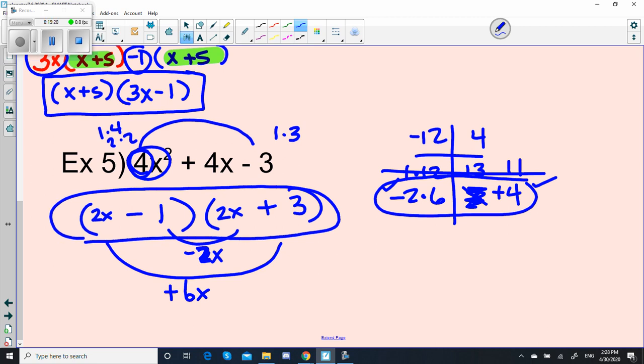If you got that before I did, nice job. Give yourself a pat on the back. Also, you could check it if you wanted to using FOIL, if you wanted to make sure it was correct.